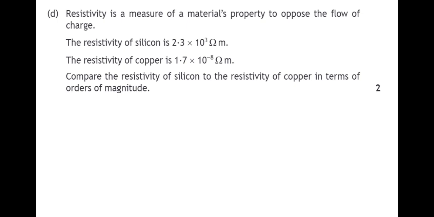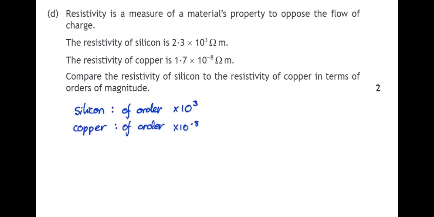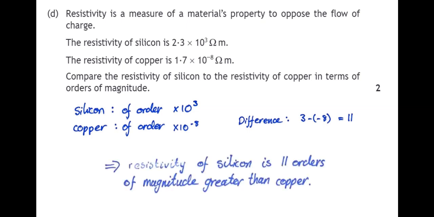So, orders of magnitude are the times 10 to the power ofs. Silicon is of the order of times 10 to the power of 3. Copper is of the order of times 10 to the power of minus 8. So what's the difference between 3 and minus 8? Well, that's a difference of 11. So the resistivity of silicon is 11 orders of magnitude greater than copper.